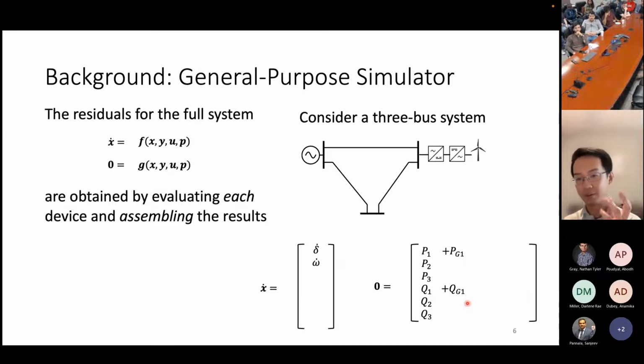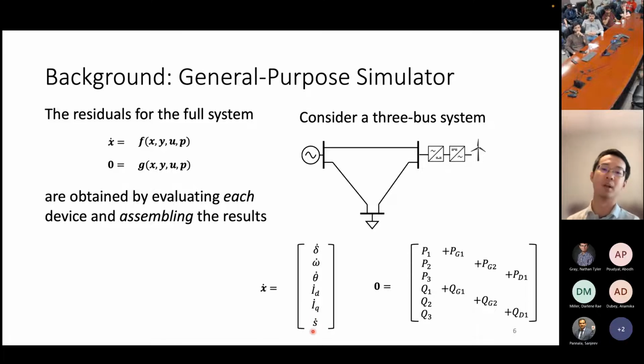So the second bus, for example, has a wind turbine and converters. So after evaluating this device, we can obtain those differential variable derivatives as well as the power injections. The last one has a load. So it might be a motor load, so we can introduce one differential variable along with the network power injections. So our goal here is to build these residual equations for the whole system.